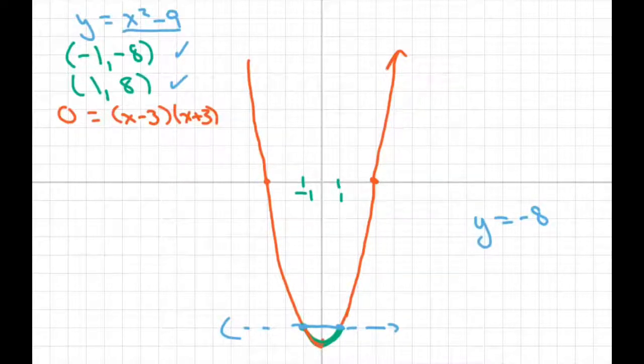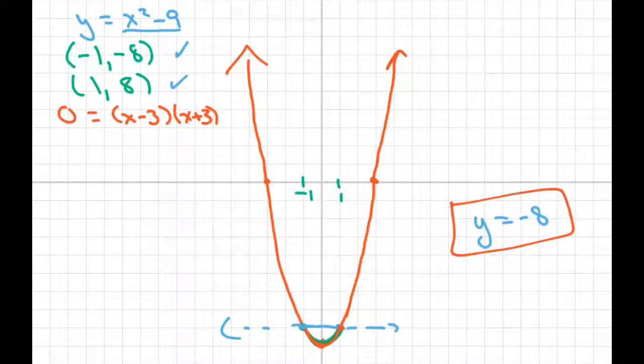So this is negative, and then you add that back to the positive, and you get back to 0. So that's your equation, and that's your graph.